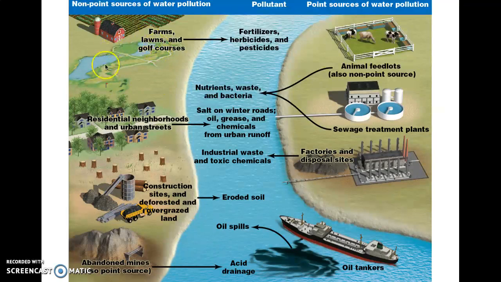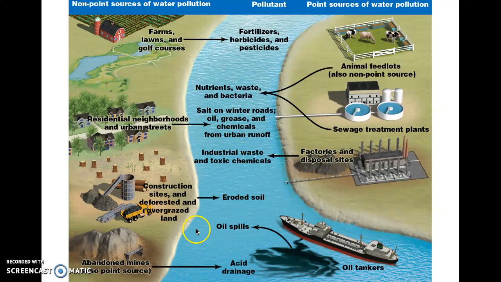The things like non-point sources would be farms, lawns, and golf courses. So basically, they are polluting over more of a spread out area, and because of that, we're getting fertilizers, herbicides, and pesticides. Residential neighborhoods and urban streets are giving us things like salt on winter roads. In places where it freezes, you have to put salt on the road so that the ice will melt. Oil, grease, and chemicals from urban runoff.